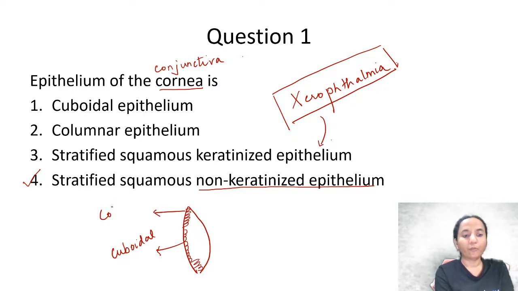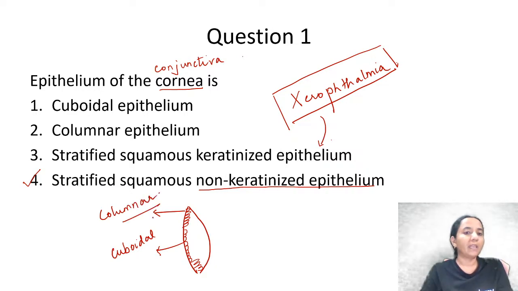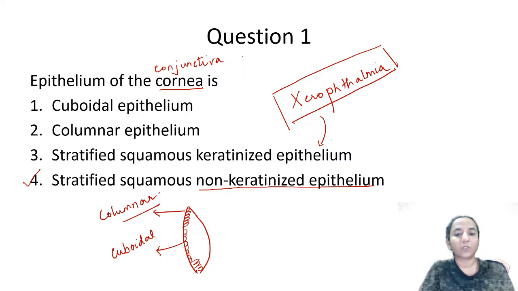So there are 3 or 4 one-liners from here. I will just quickly repeat it. The normal epithelium of cornea and conjunctiva is stratified squamous non-keratinized. In xerophthalmia, that is vitamin A deficiency, it becomes stratified squamous keratinized. What is the epithelium of the crystalline lens? At the center, it is cuboidal, and at the periphery, it is columnar. Okay? So these are the one-liners from here. Let's move to the next question.